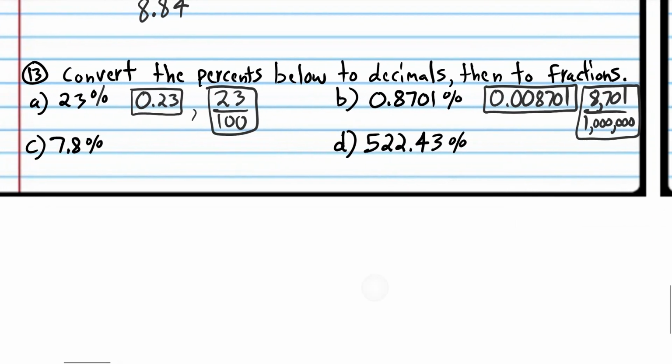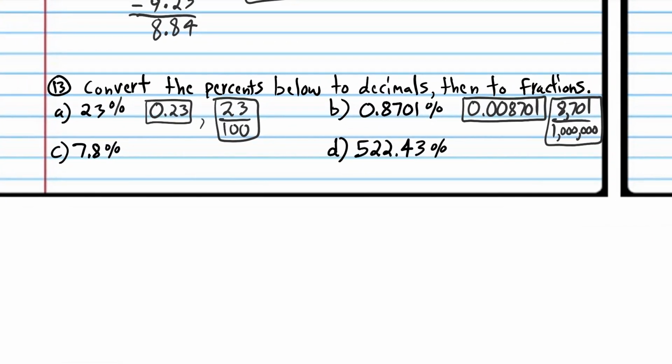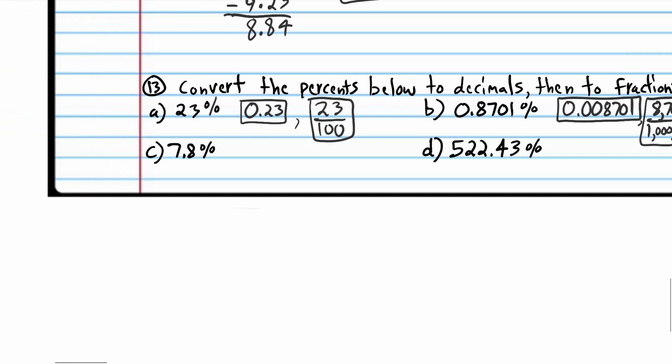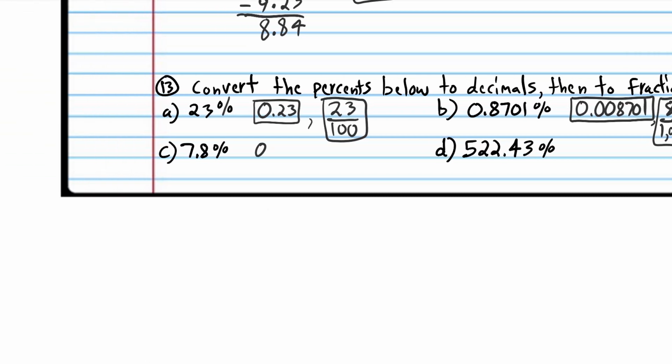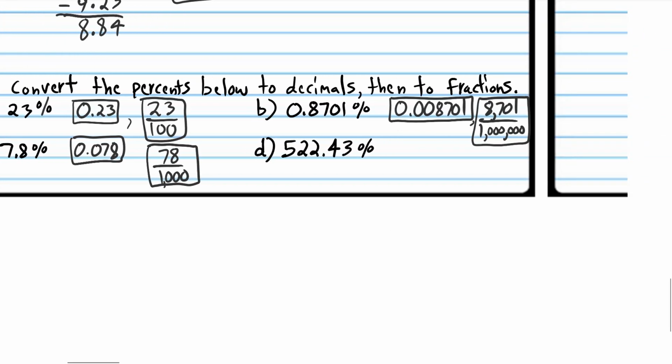All right, so why don't you try part C, and when you come back, we'll do it together. All right, we're back. Move the decimal 2 places. And then the 8 is in the thousandths place, so it's 78 over 1,000. And you can reduce that number, but I won't make you do that right now. All right, part D. Go ahead and try that one on your own, and when you come back, we'll do it together.